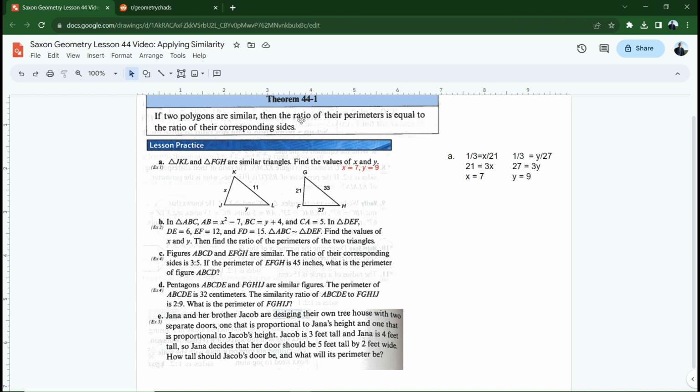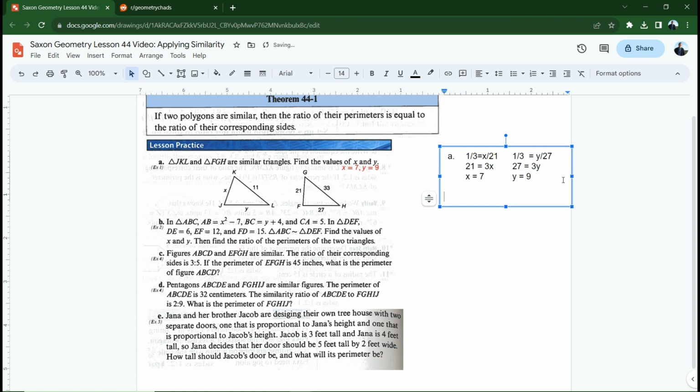Ooh, this one's going to use theorem 44.1 because I have a perimeter thing. But it's actually going to be a really easy application of it. And then the next thing I need to do is figure out which corresponding sides I know the length of in both, so I can figure out the similarity ratio. Well, that's going to be 5 and 15, the last side here and the last side listed here. I know they're corresponding because if I look at the triangles, CA is in the same position as DF.